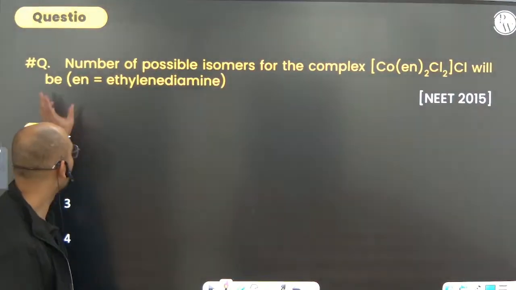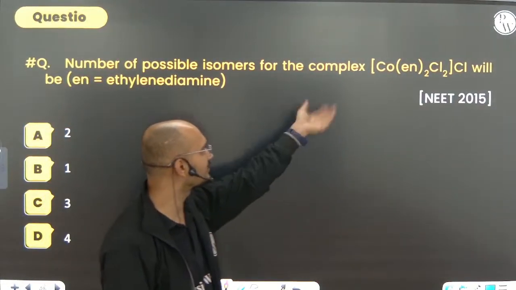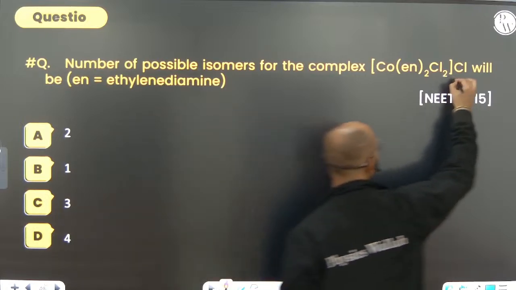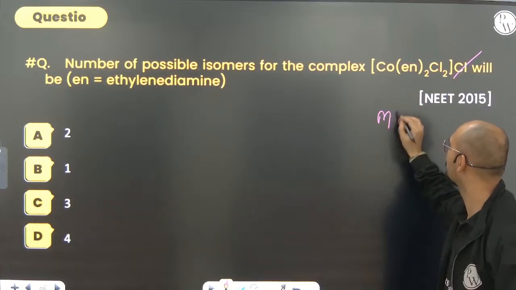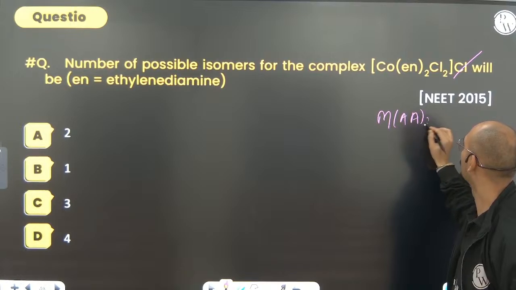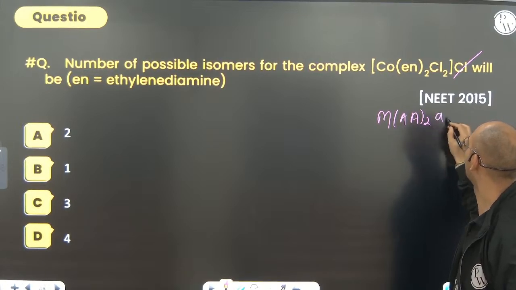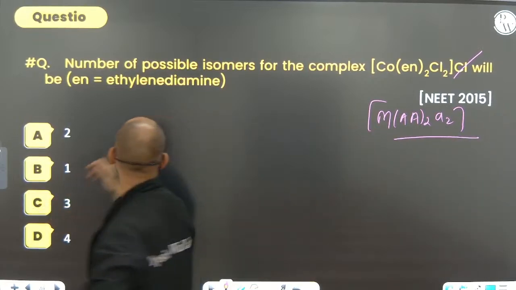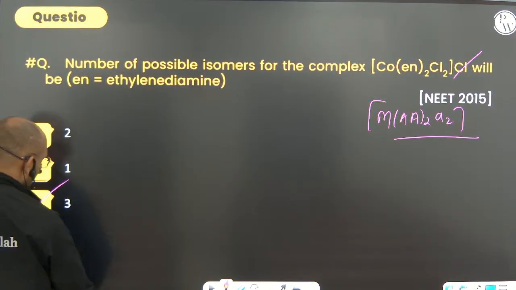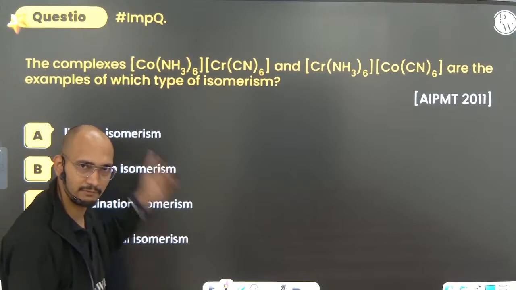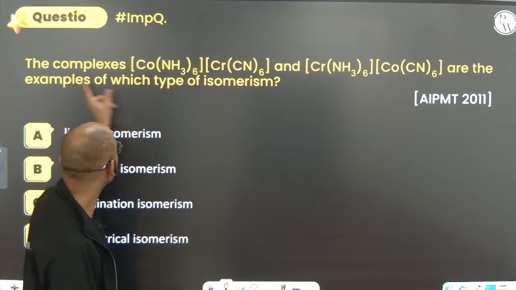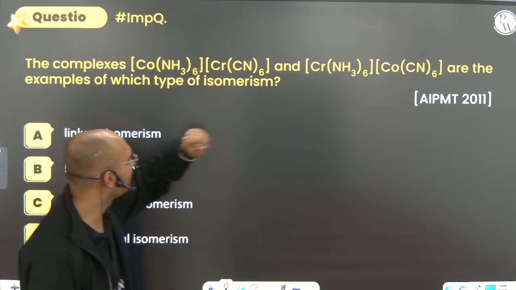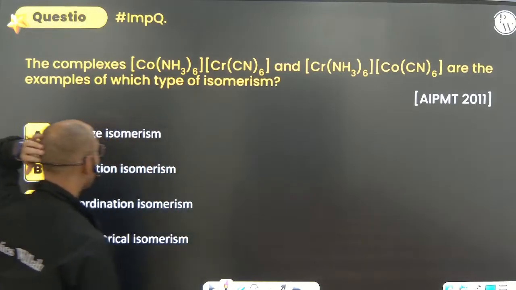Next, number of possible isomers for the complex Co(en) twice. So do not think about whatever is outside. It is M A twice A twice. क्या के check कर लेना. How many are there? The total number of possible isomers will be 3. Check कर लेना. We have given all those lists. Please.